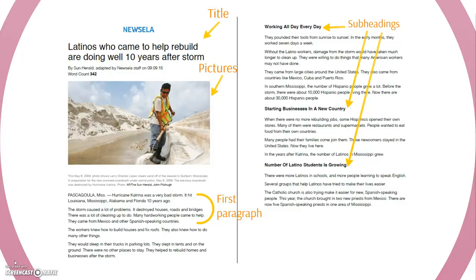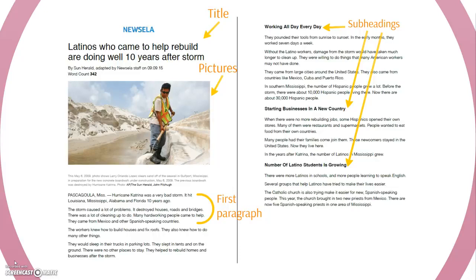So this first paragraph gives me a lot of information that I started getting from the title and pictures and subheadings. Now I know that the storm was in a certain part of the United States. I know it was called Hurricane Katrina, and I know it happened 10 years ago. Now I also have a guess who Latinos are. I think Latinos are people who came from Mexico and other Spanish-speaking countries.